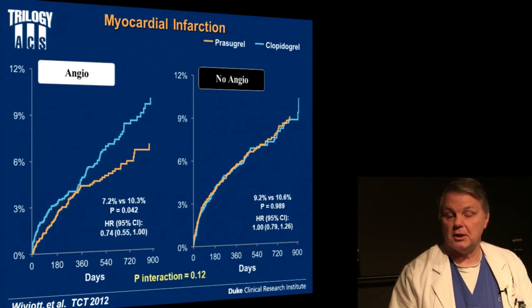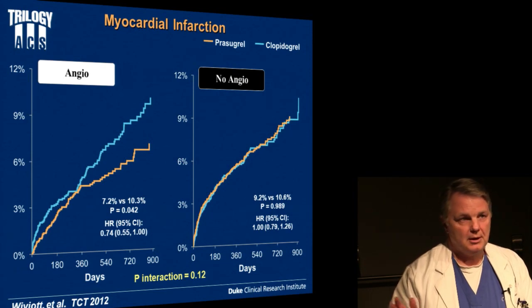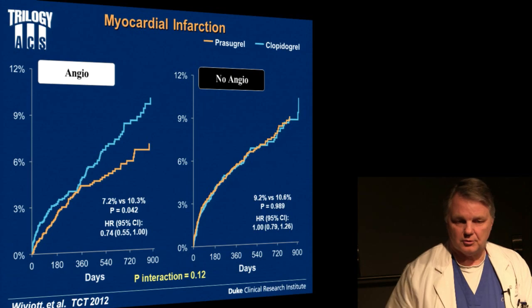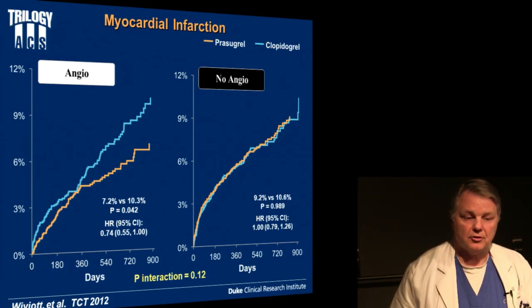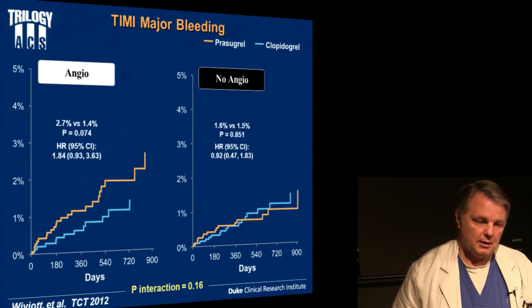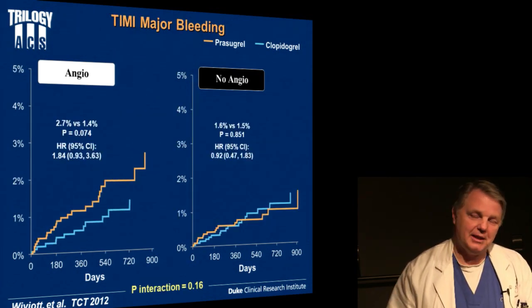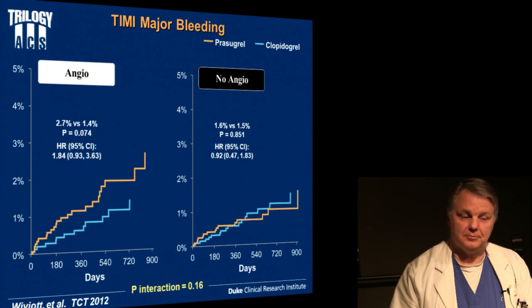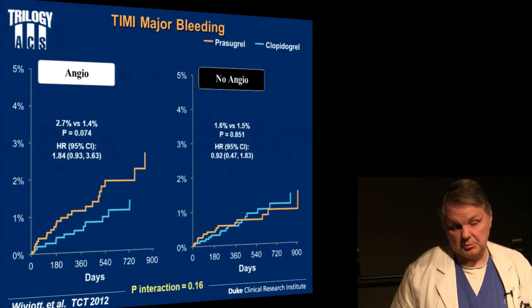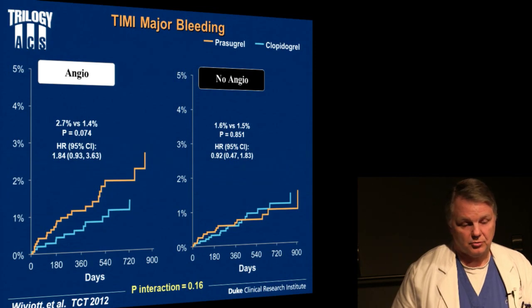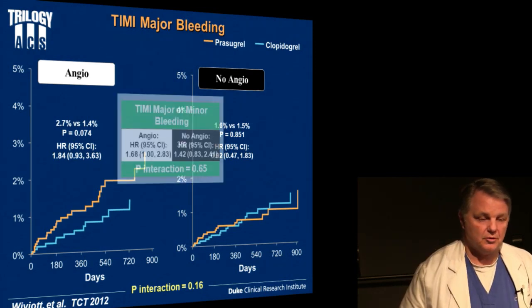If you look at the rate of myocardial infarction, same thing. Patients without angiogram randomized, no difference between prasugrel and clopidogrel, a fairly large difference among patients who had an angiogram. Interestingly, bleeding appears to be slightly higher in the angio cohort than in the no angio cohort. We don't have a good explanation for this, but at least it is there, and it seems to be staying about the same over time over the 30 months period.